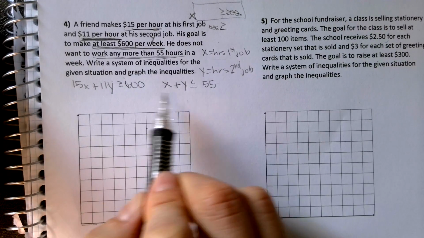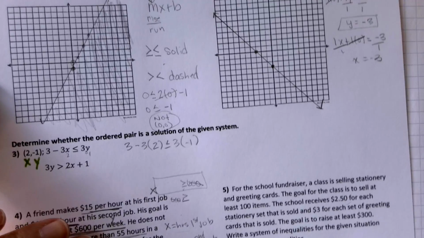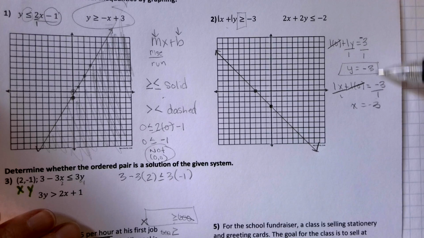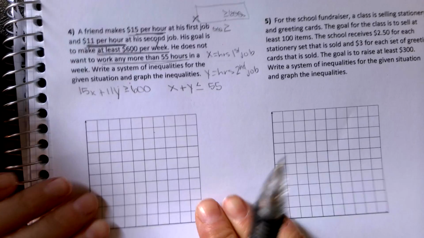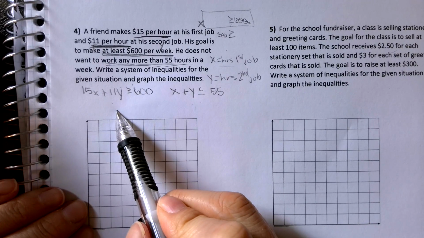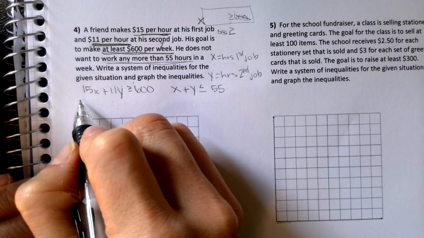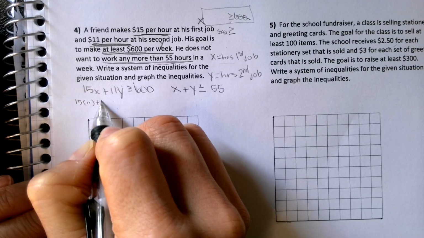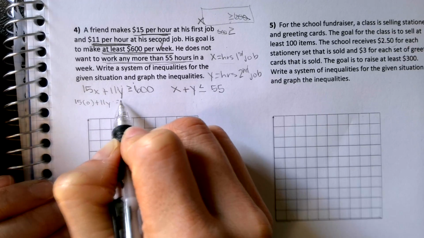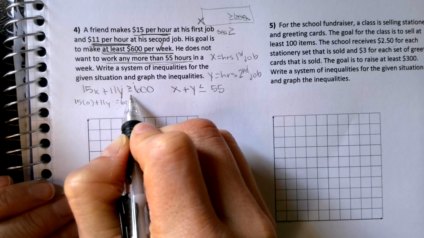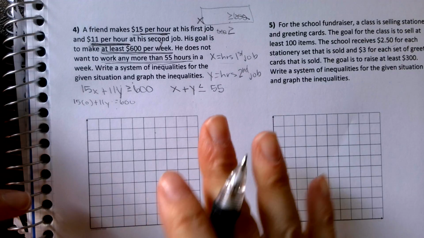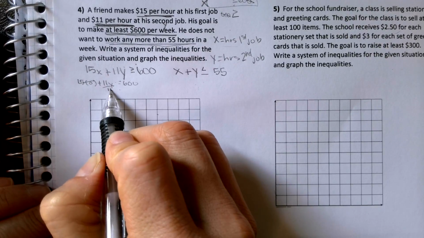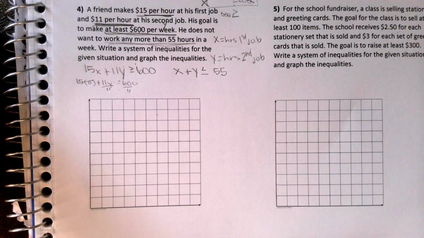When you go to graph this, you're going to graph it in the same way we did this one in the last video. You're going to have to find your X and Y intercepts. You'll do that with this and with this. So you'll have things like 15 times 0 plus 11y is equal to 600. You can also use the greater than sign. We're plotting a point, so I always use the equal sign. Then you would divide by 11 on both sides.